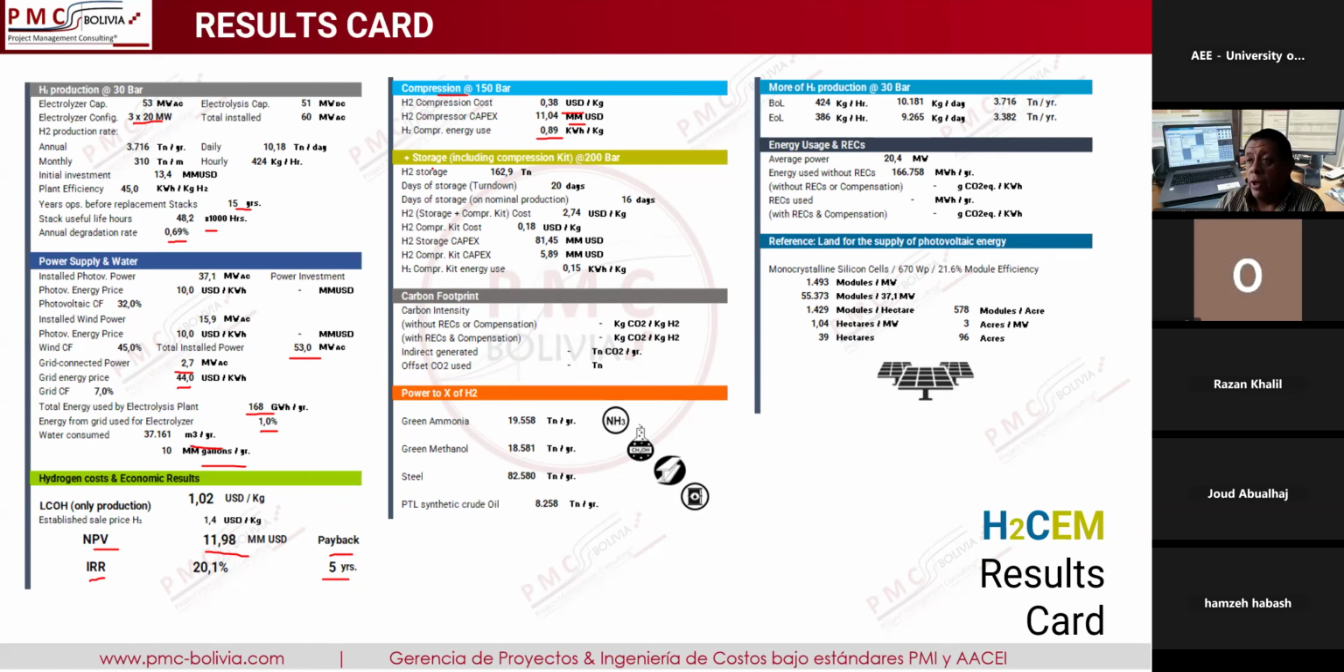Similarly for the storage module: how many tons of hydrogen storage, days of storage at turndown, days of storage at nominal production, how much is the cost of the hydrogen stored, in dollars per kilogram. So how much is the cost of hydrogen stored or compressed in the compressor, dollars per kilogram. So we have much very important information, not only for the capex and the investment phase.